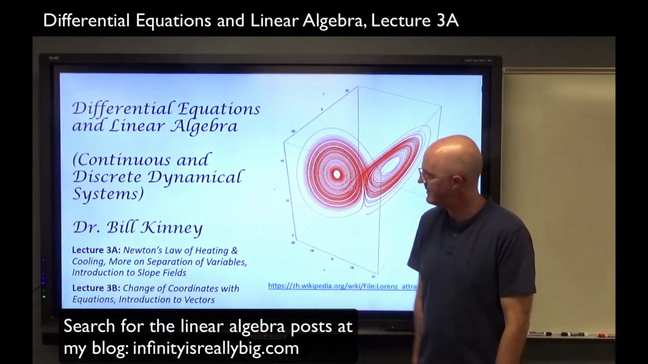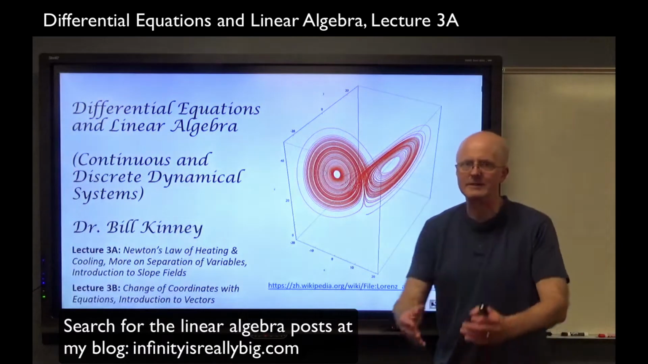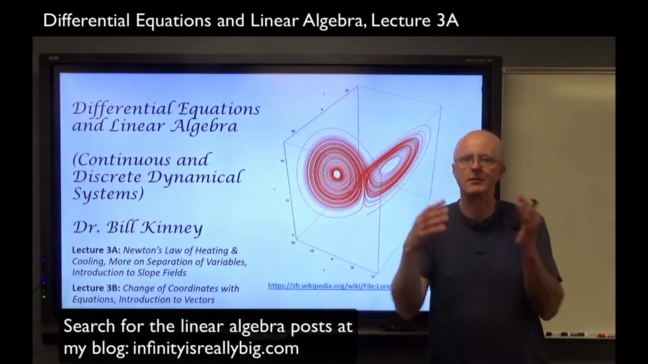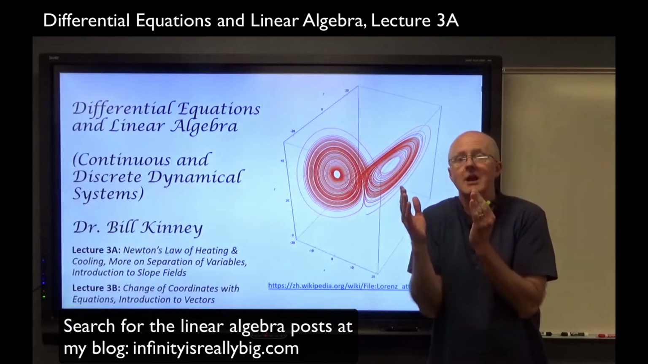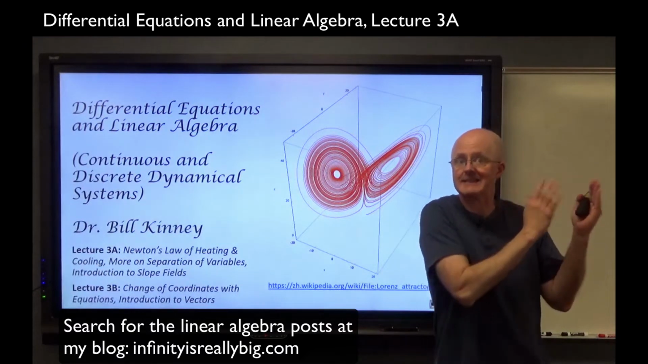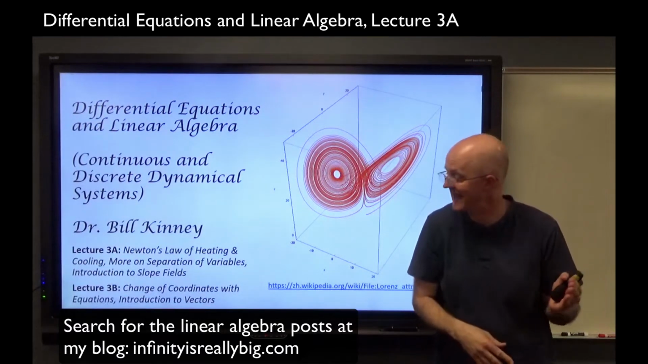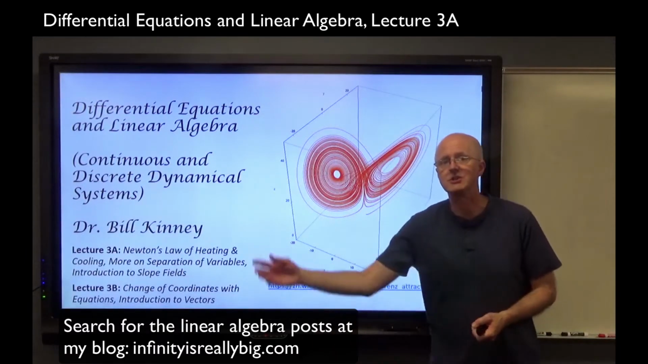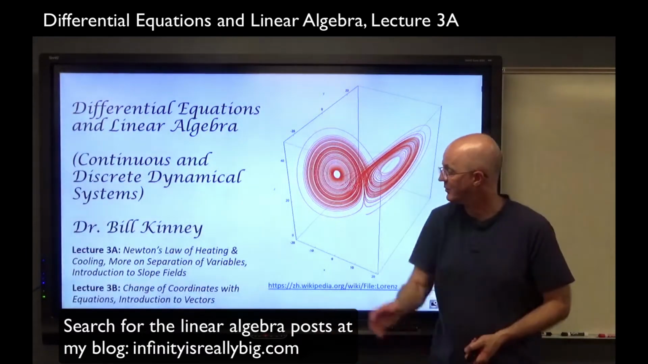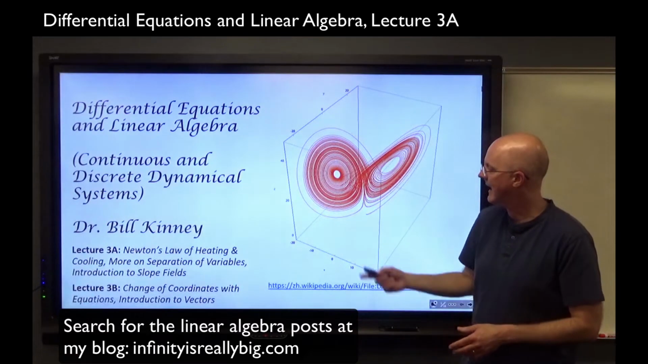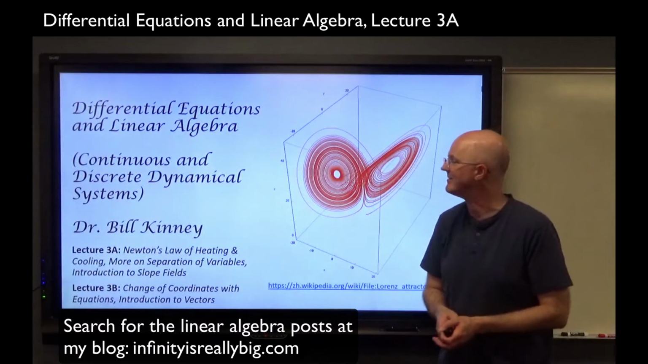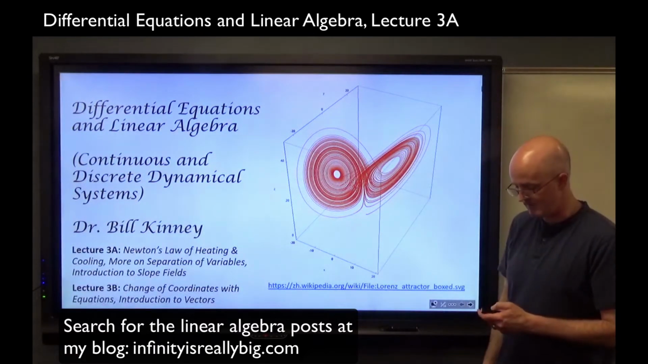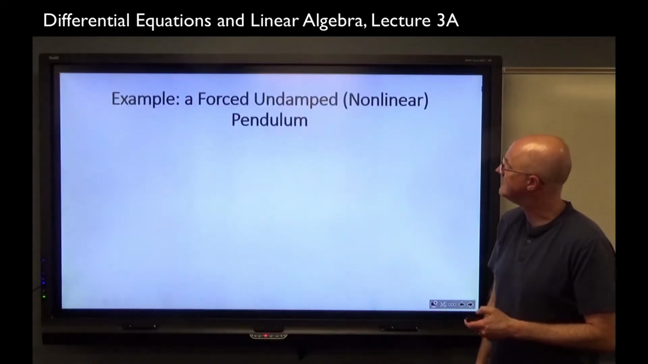Then Lecture 3B, we do the linear algebra. The change of coordinates is related to the end of Lecture 2. We looked at the visual relationship between rectangular coordinates and skew coordinates, where one axis was slanted. That'll be a little bit more explicit here. We'll look at actual equations to transform back and forth between those two coordinate systems. And then we'll introduce the very important idea of vectors. All right, but let's start with the pendulum.